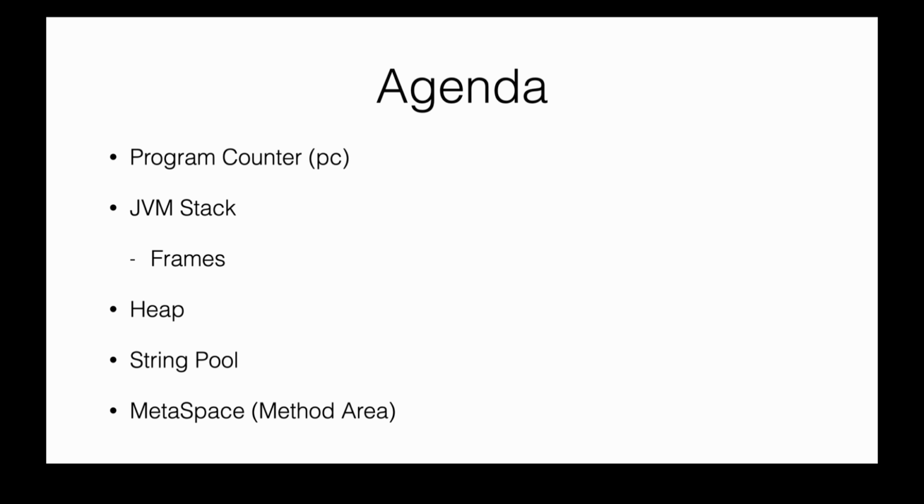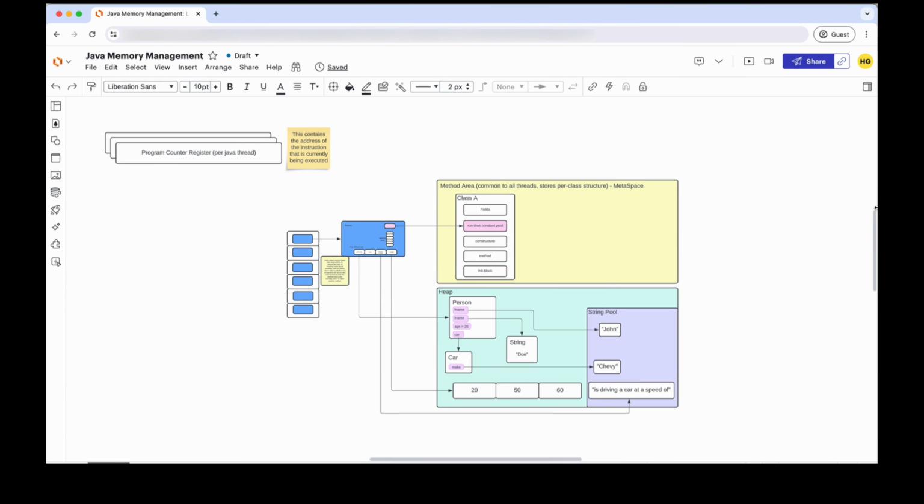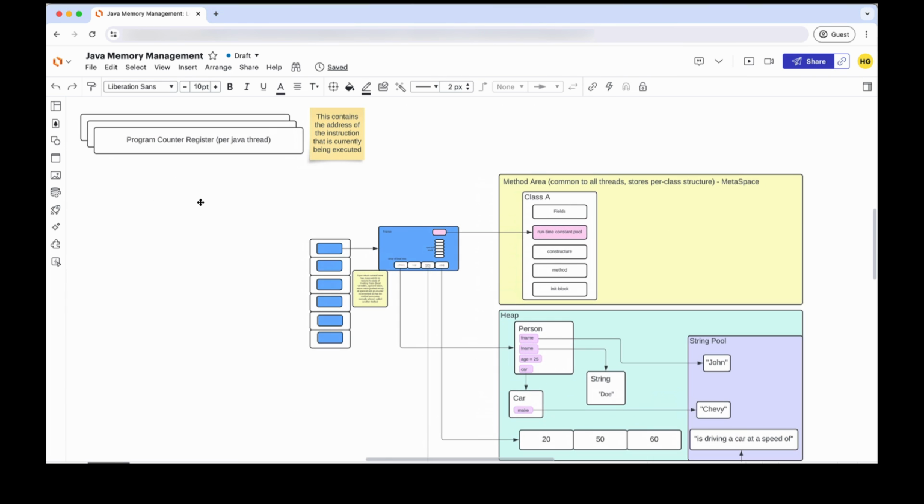So what we will be discussing is what a program counter is. We will discuss the JVM stacks and frames. We will see what heap memory is. We will discuss the string pool and also the MetaSpace. MetaSpace was formerly referred to as the method area. Just to show you a visual diagram, this is what we will be discussing.